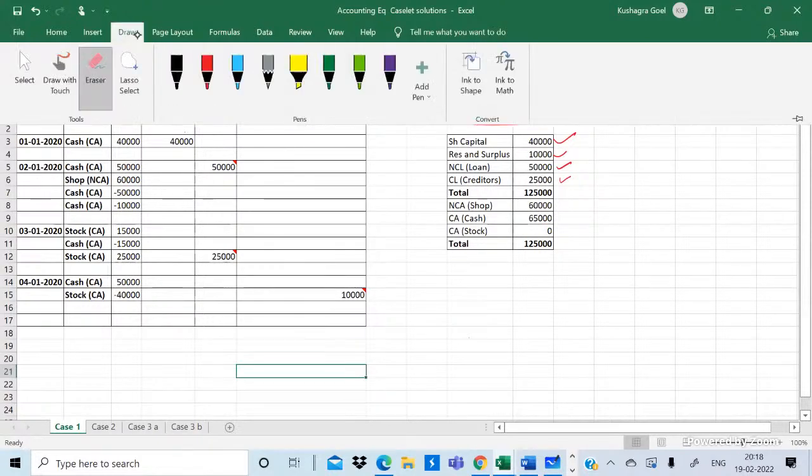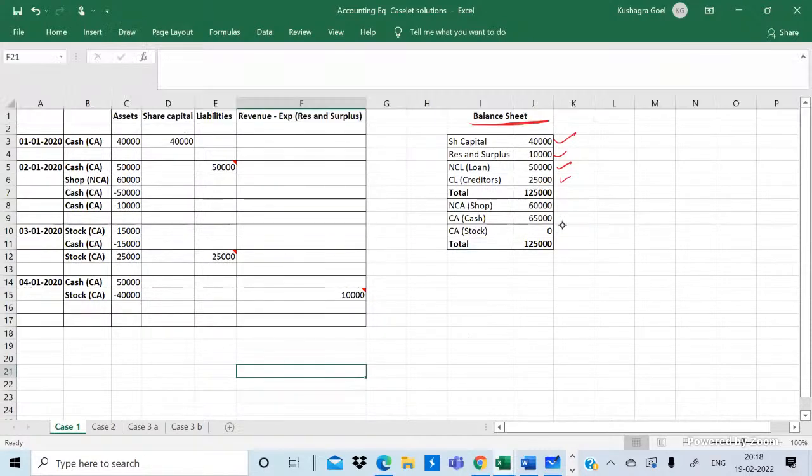Okay. Then let's move to the cash. For cash, what I'll do is add up all the cash numbers. So my cash numbers are: I had 40,000 worth of cash. Then I got a loan worth 50,000. So that makes it 90,000 worth of cash. Then I paid 60,000, which means as of now, I'm left with 30,000 worth of cash. Then again, I paid 15,000 for the stock, which means I'm left with 15,000 worth of cash.